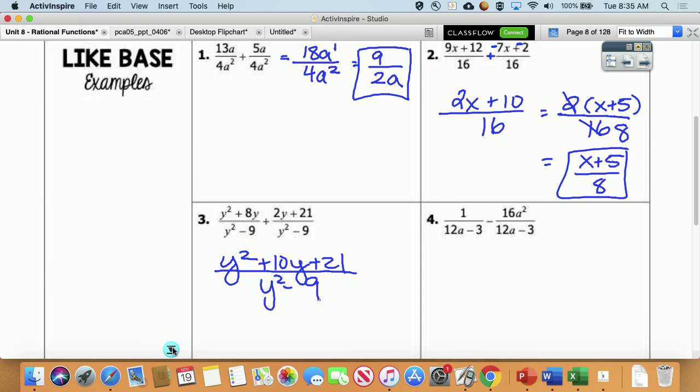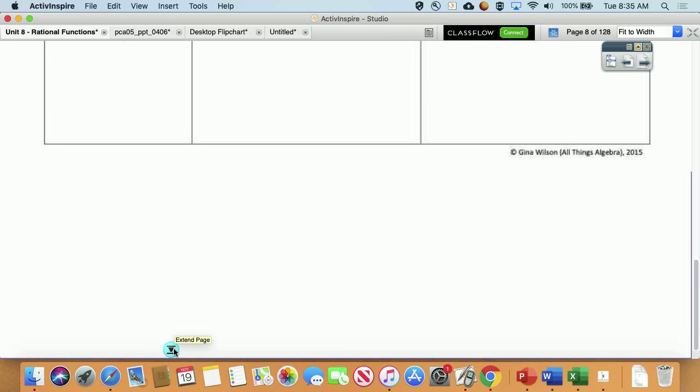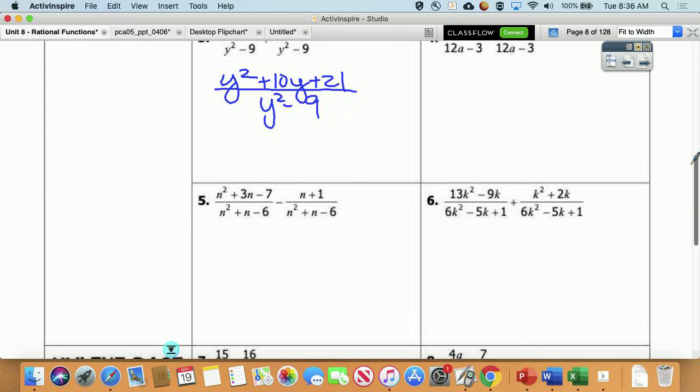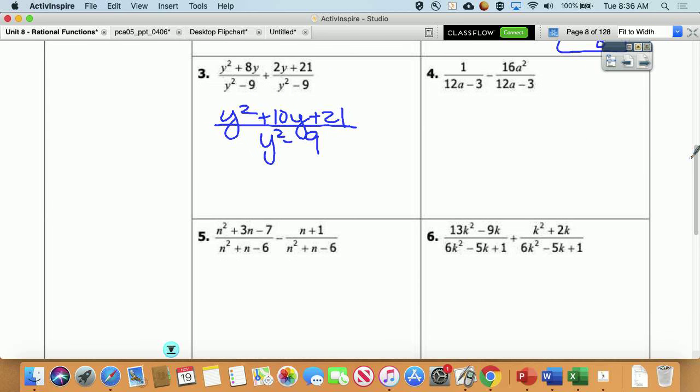Now, it'd be great if this is all we had to do. And we could say, ha, I did it. Yay, I'm so smart. I added rational expressions. But that's not what happens. We're going to have to factor now and simplify.